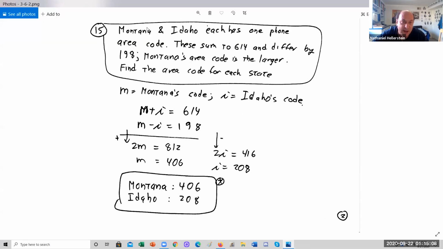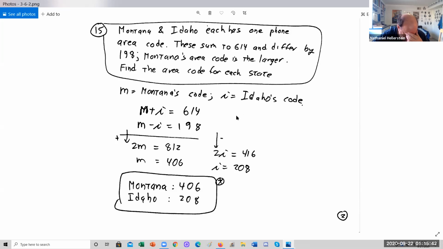Number 15 has Montana and Idaho. Each has one phone area code. These telephone area codes sum to 614 and differ by 198, and Montana's area code is the larger. Find the area code for each state. So let M be Montana's area code and I be Idaho's area code. They sum to 614, so M plus I is 614. They differ by 198, and M is bigger, so M minus I is 198.